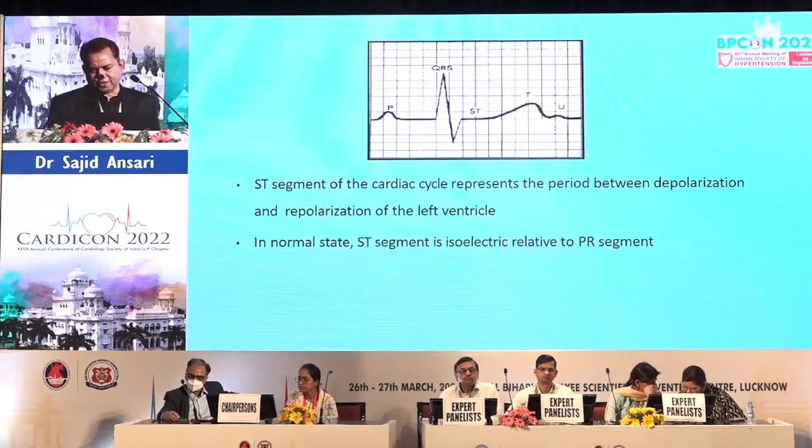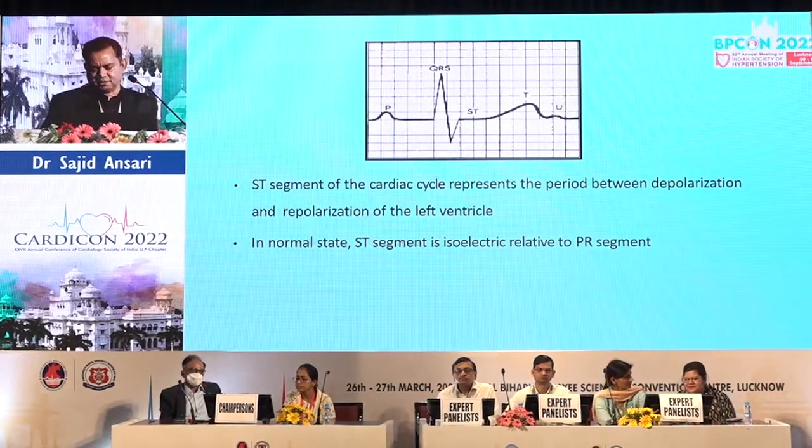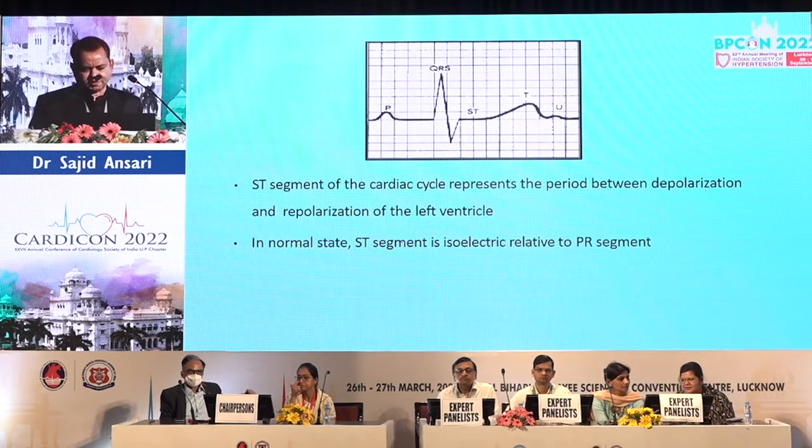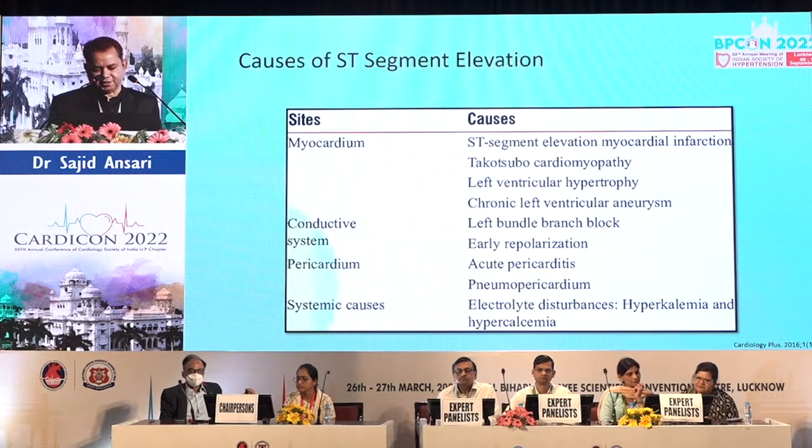Two or three things are very important. Not always is acute myocardial infarction there. So at least, how does ST segment elevation develop? The ST segment of the cardiac cycle represents the period between depolarization and repolarization of the left ventricle. In the normal state, the ST segment is isoelectric relative to the PR segment.